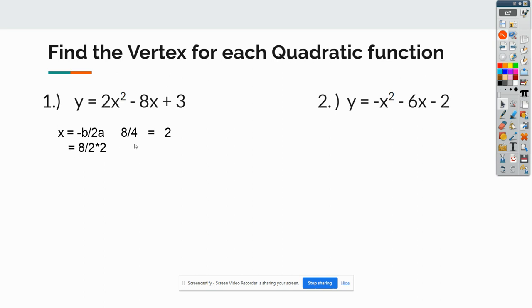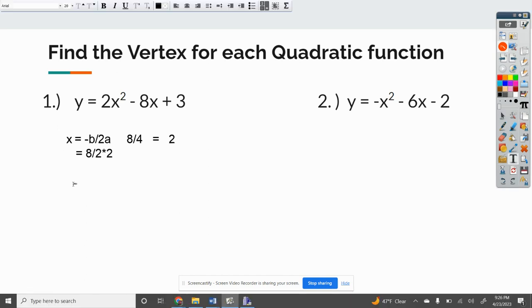So you can't type that in the calculator like that. Easiest way to do it would be take your calculator, find out what the bottom number is. So do 2 times a, find out what it is, write it down like I did, and then divide 8 by 4 at the end. Get 2. Then we're going to substitute 2 into the equation.